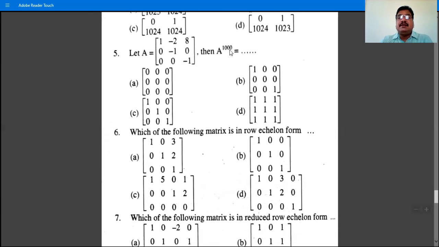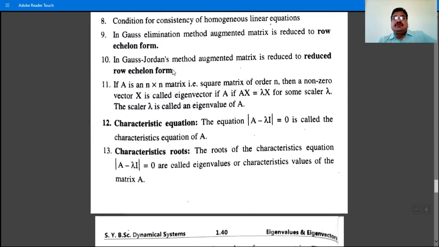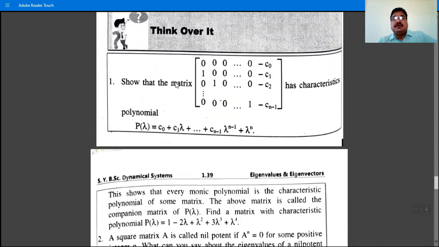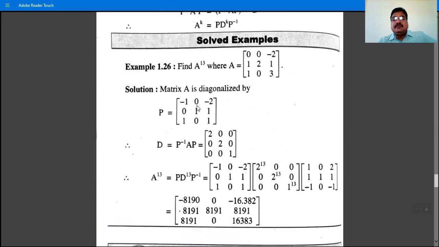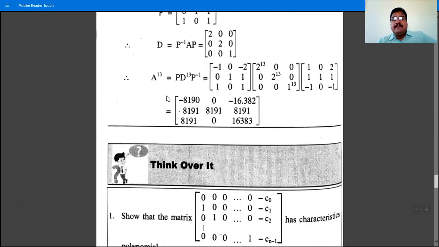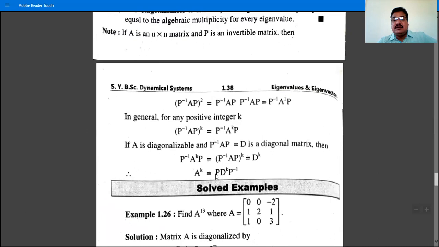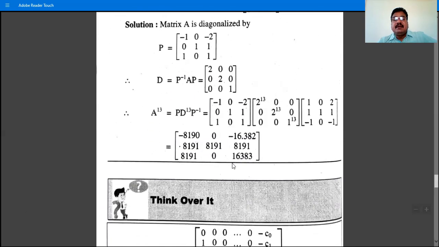Then we have to find A raised to 1000. So again, we have to apply this procedure. First find P, then write D as P inverse A P, and then A raised to 1000 is P D raised to 1000 P inverse. So this is the concept: A raised to K is P D raised to K P inverse. So A raised to 1000 is P D raised to 1000 P inverse.